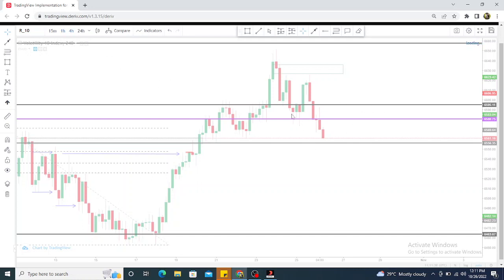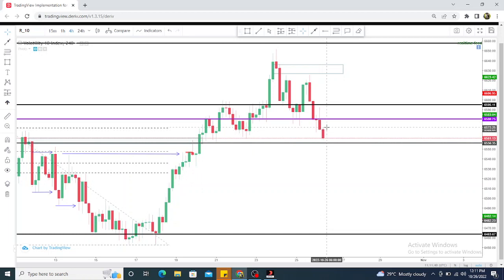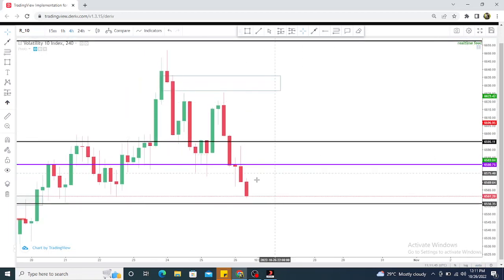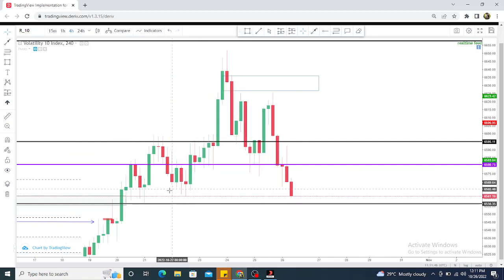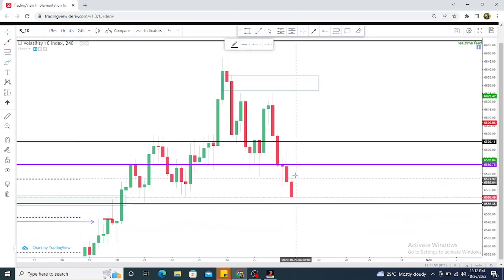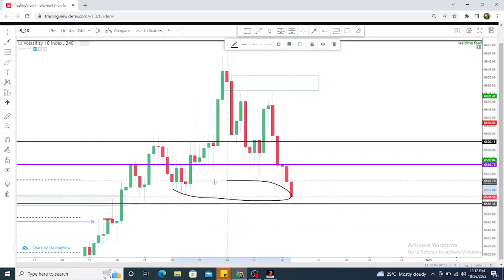What you should be looking out for on V10 is you may wait for this market to break this level and rotate back to this purple line here, or the market will still come down. Let me take out my brush too. You wait for the break of this area, which is this black line here, and it rotates back to this black line.